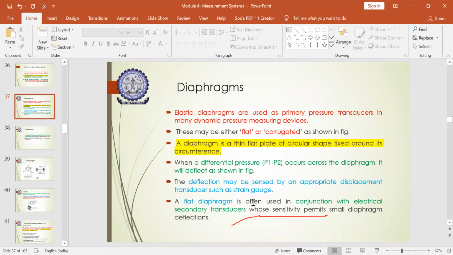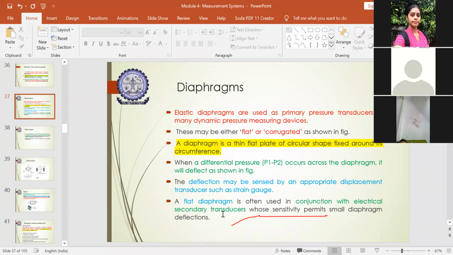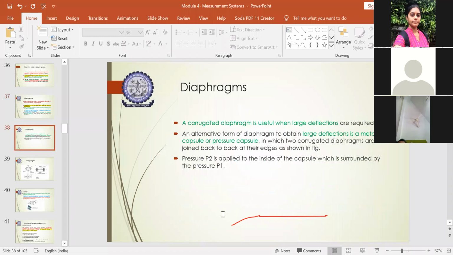A flat diaphragm is often used in conjunction with electrical secondary transducers whose sensitivity permits small diaphragm deflections. So wherever you need small diaphragm deflection, meaning a small variation in the displacement, it's always better to go with strain gauges in conjunction with the flat diaphragm, so that it helps in converting to the required electrical signal from the small deflections of the diaphragm. So this is about the flat diaphragm. Then comes the corrugated diaphragm.